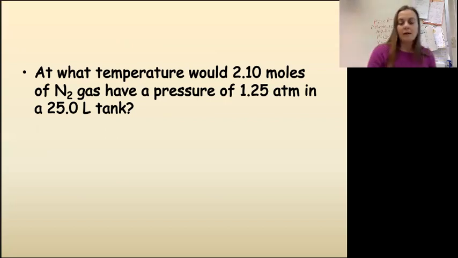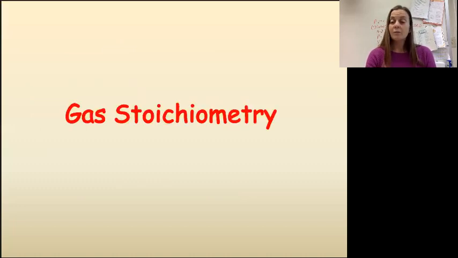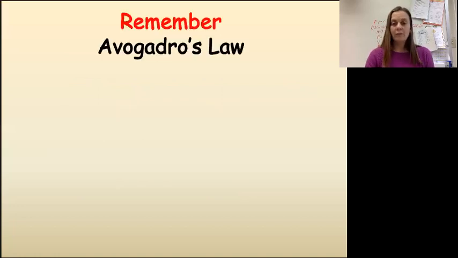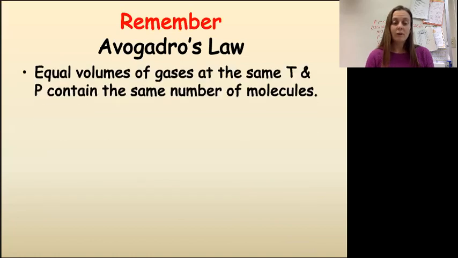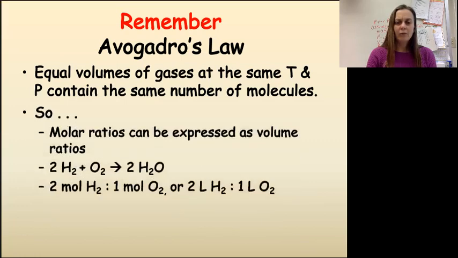Okay. So that's the ideal gas law, and we'll talk in class about the exceptions to ideal gas behavior. But let's go ahead and jump into gas stoichiometry. So the beauty of gas stoichiometry is that it's super, super simple. Okay, so we remember Avogadro's law that says equal volumes of gases at the same temperature and pressure contain the same number of molecules, or volume is directly proportional to the number of moles. So this means that molar ratios can be expressed as volume ratios.